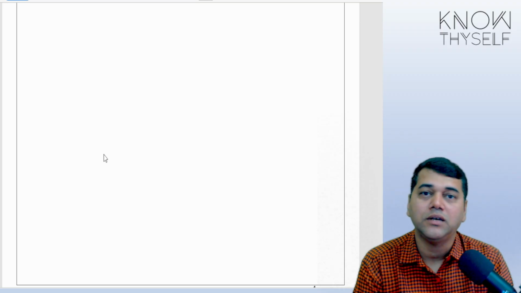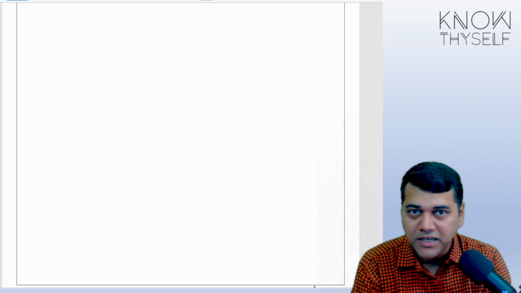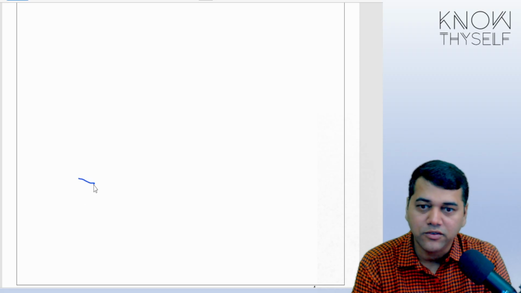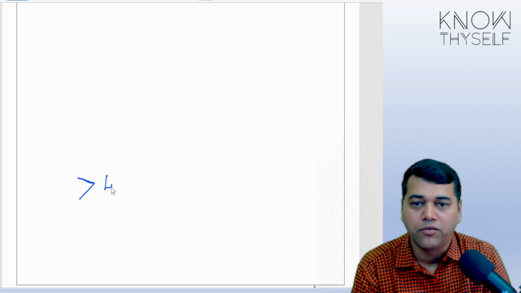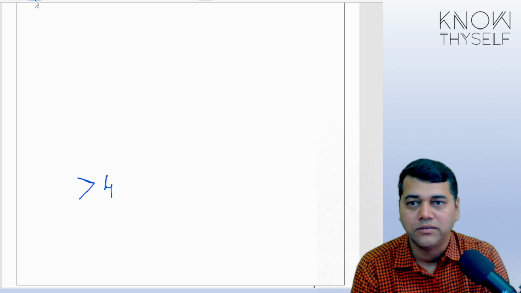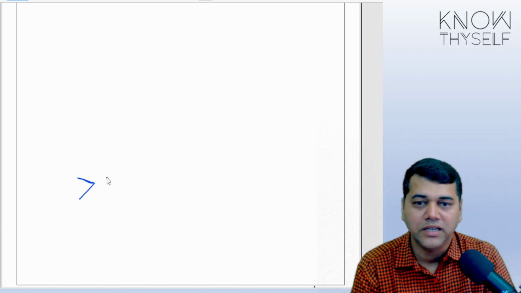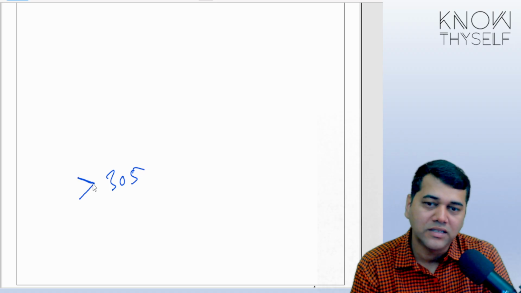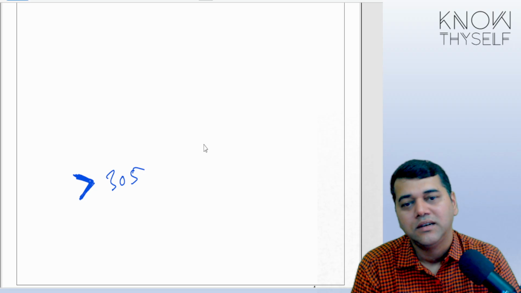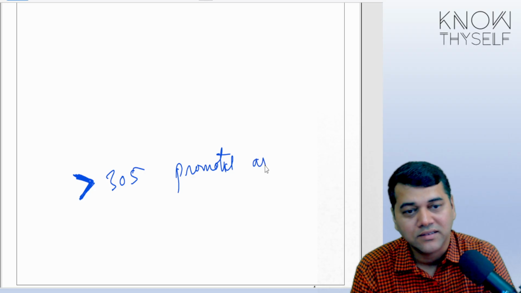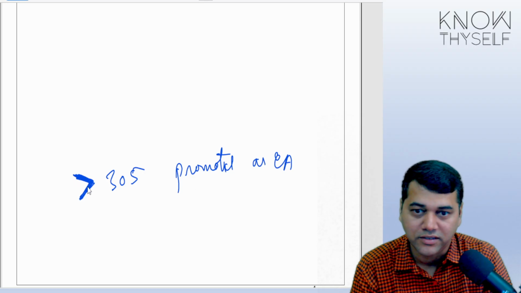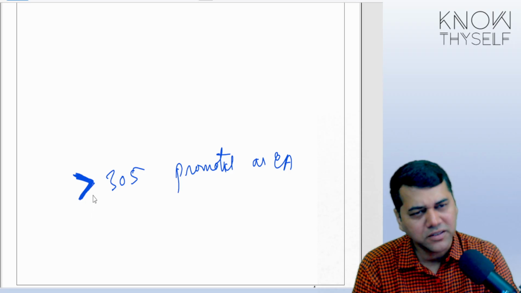The institute has one practice. If you see anybody's mark sheet, there is one sign along with the total marks. Say, for example, the total is 300, six subjects, and my marks are 305. If you see this sign in front of anybody's mark sheet, you need to understand, students, that this person was promoted as CA.